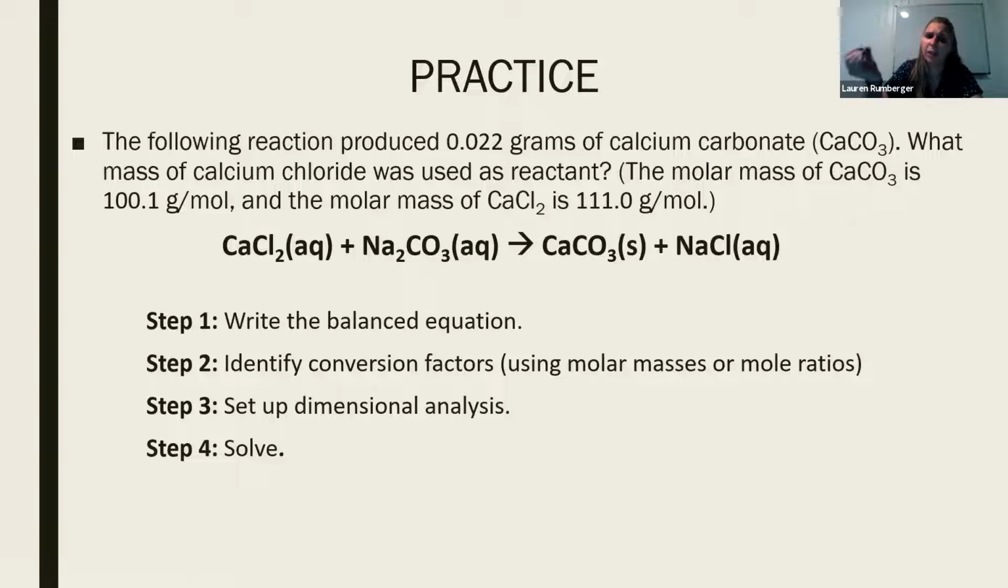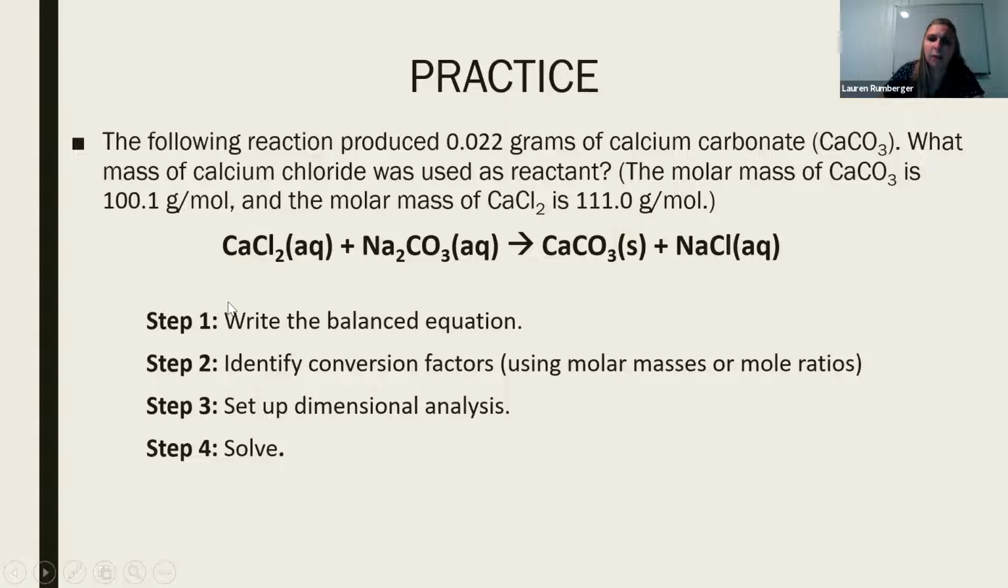We want to know how much was needed to start with in order to produce a certain amount of our product, in this case, calcium carbonate, okay? So we are producing 0.022 grams of calcium carbonate. That sounds very small, but we're just going to go with the number right now. What mass of calcium chloride was needed to produce that amount of calcium carbonate? It then gives you already the molar mass of calcium carbonate and the molar mass of calcium chloride.